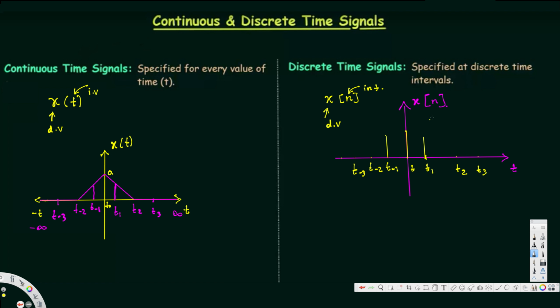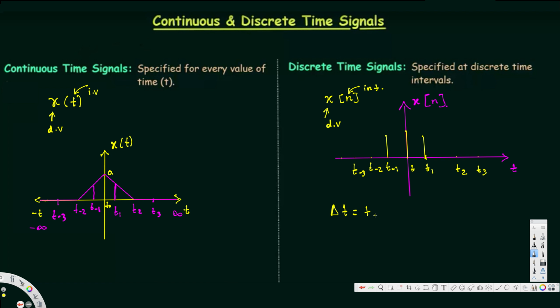Here you can see the signal is specified at discrete time intervals. It's not continuous everywhere. In between t and t negative 1, you don't know what the value is. That's why we call this one a discrete time signal. And here we can say delta t. This may or may not be t1 minus t0, like it may or may not be equal everywhere.